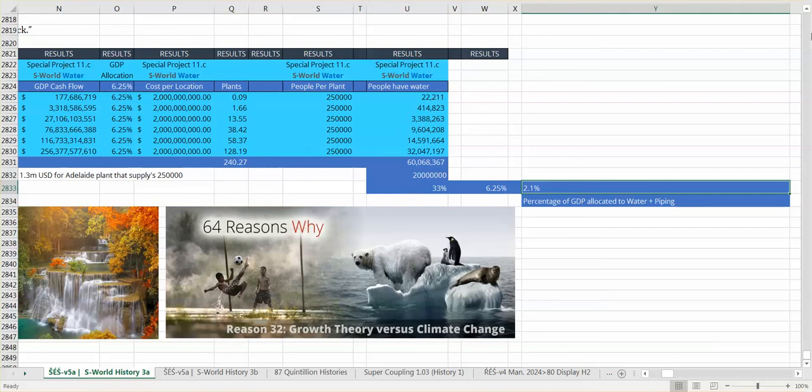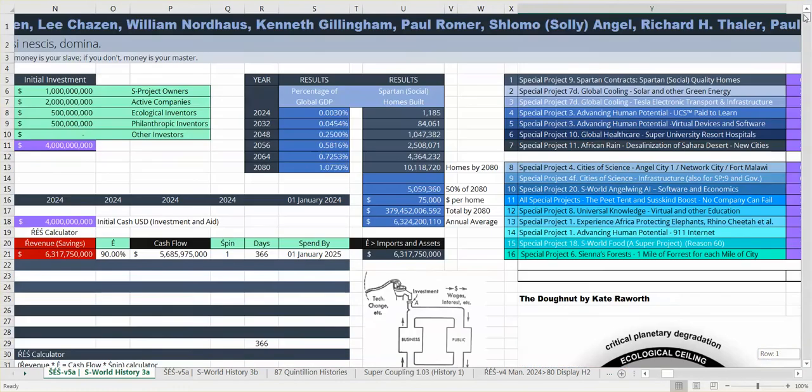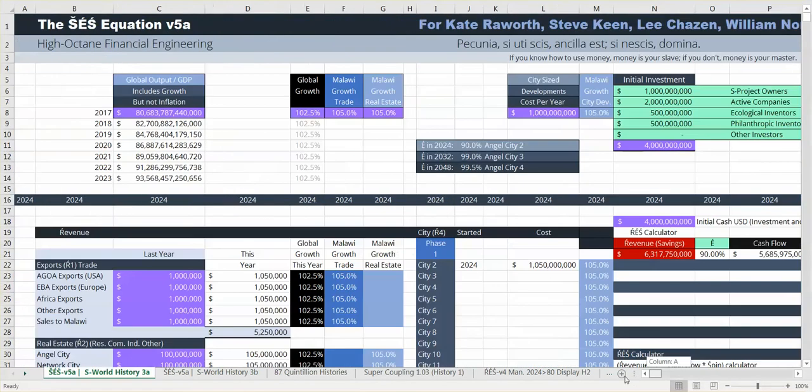is needed for water. Okay, so just some little navigation notes on the site at the top. GDP growth: these are the controllers. Everything in purple is a controller. So if you change that to 105, it changes the whole thing. Here's how you change the E if you want to change it in 2032 or 2048.